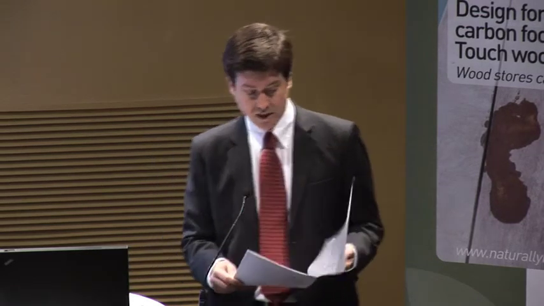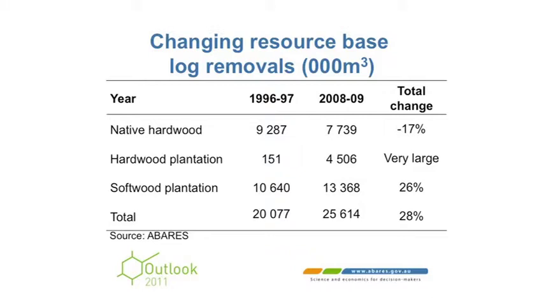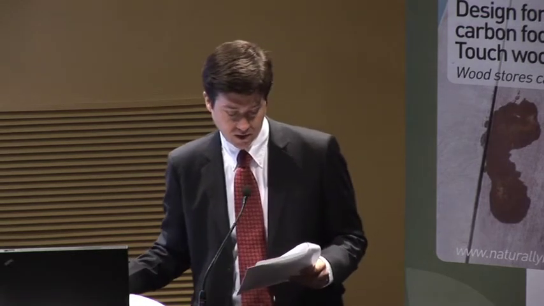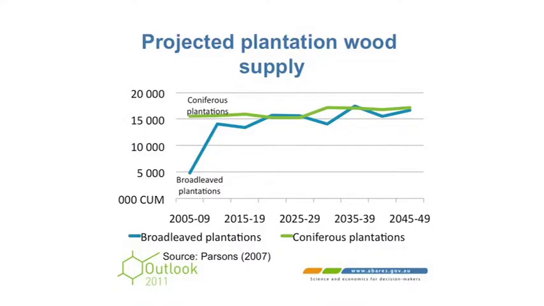The resource base has changed a lot in Australia in recent times, and this shows the trends over about the last 15 years, with hardwood plantations increasing the most, but from a very low base, while access to native forests has really declined in terms of wood production purposes. So looking forward to 2050, what we expect to see is softwood supply to remain flat, and this is mainly used for structural timber, but there's likely to be a significant increase in hardwood supply from plantations, and mainly for pulpwood.